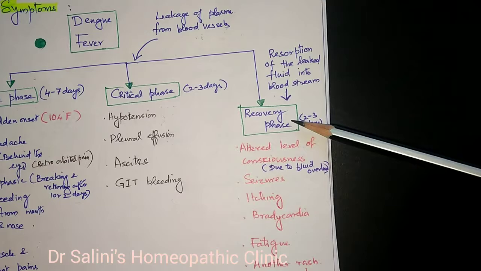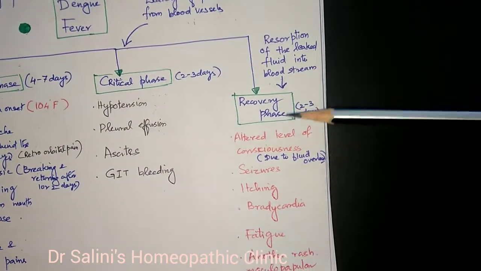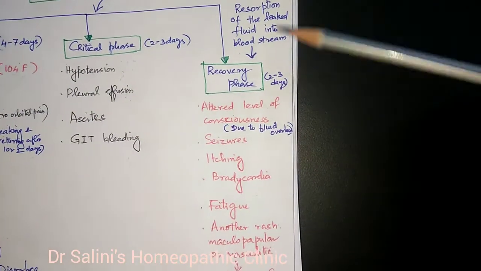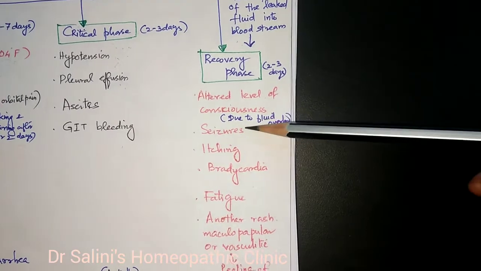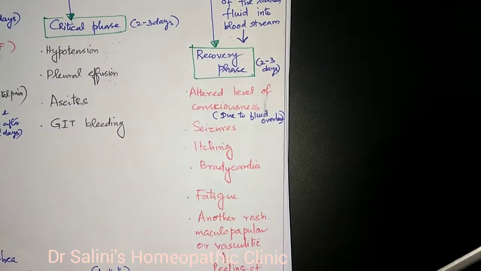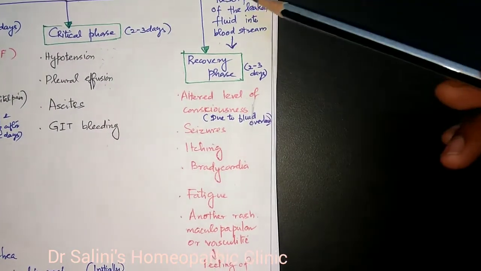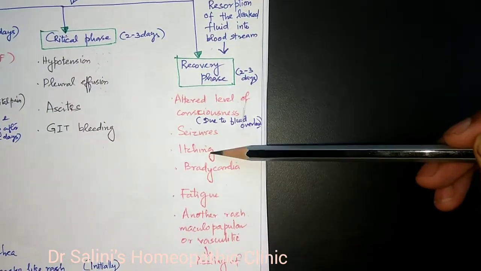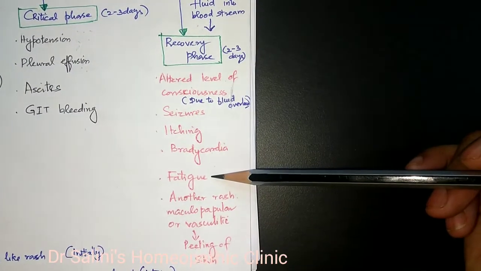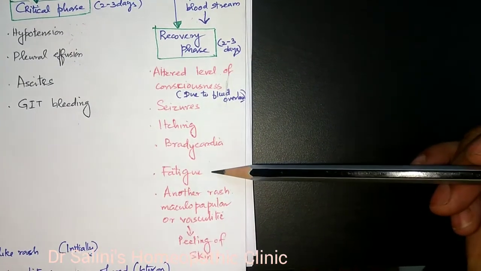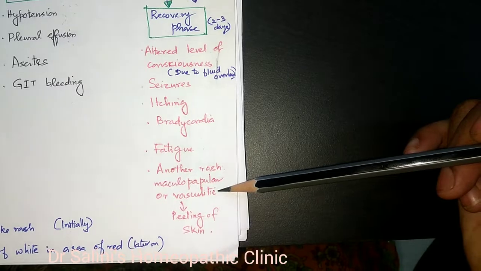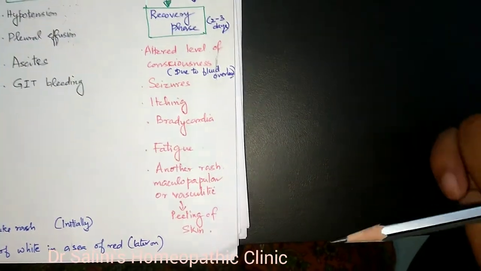Now the next stage is when this leaked plasma is resorbed into the bloodstream, known as the recovery phase. Here, there will be altered level of consciousness and seizures. These two are happening because of the fluid overload inside the brain during the resorption. There will be itching, bradycardia, that is decrease in heart rate, fatigue, prolonged fatigue, and severe prostration. Another type of rash can also be seen, which is maculopapular or vasculitic, followed by peeling of the skin.